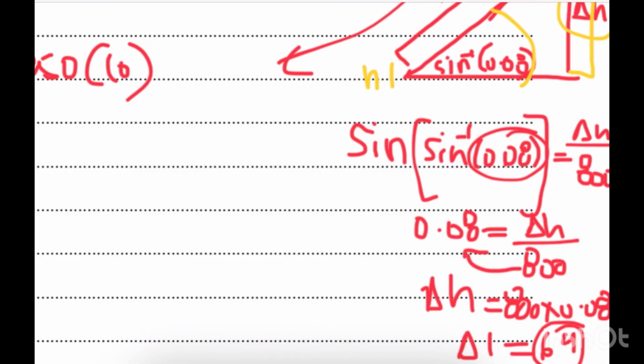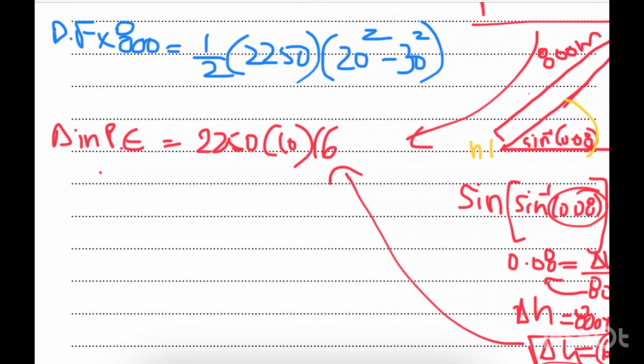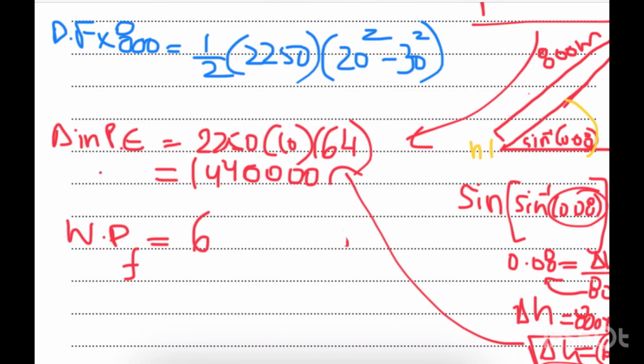So that is the change in height, which we can take back into the change in potential energy formula. 2250 times 10 multiplied by 640. That makes the change in potential energy equal to 14,400,000. And as for the work done against friction, we have the force of friction on both the car and the trailer, 600, multiplied by the distance traveled, which is 800, and that will equal 480,000.